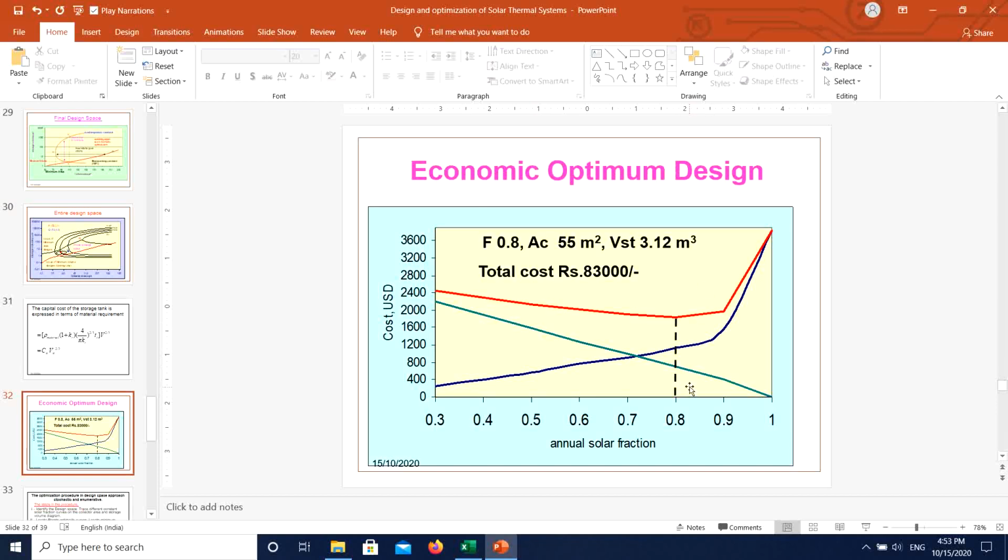It is shown here. On x-axis, annual solar fraction is given. So annual solar fraction starts from 0.3, 0.4, because below 0.3 the values are insignificant, and 1 is the limiting case of the solar fraction. Let us see which curves are shown here. At solar fraction 0.3, the cost, this indicates the cost of the solar system. Okay, at solar fraction 0.3 means the remaining 70% is contributed by the auxiliary system.